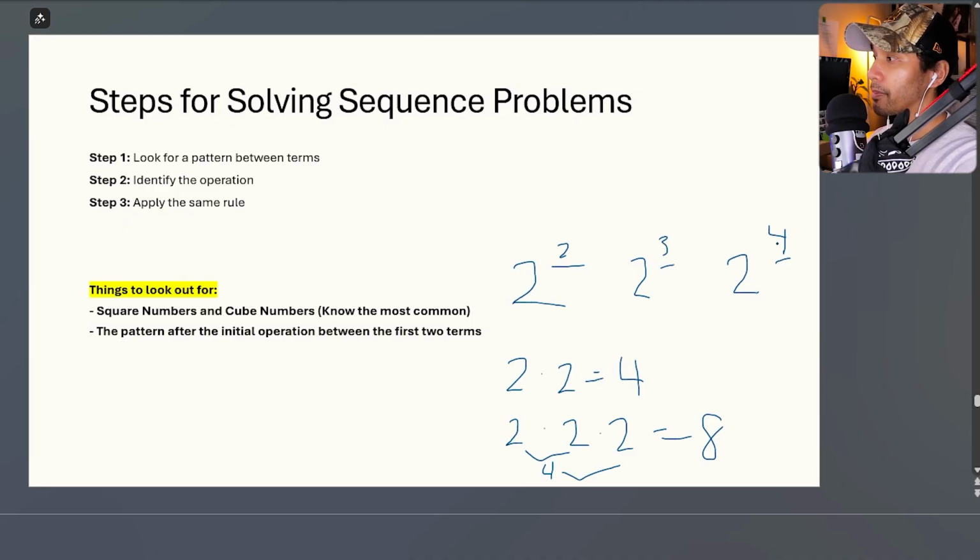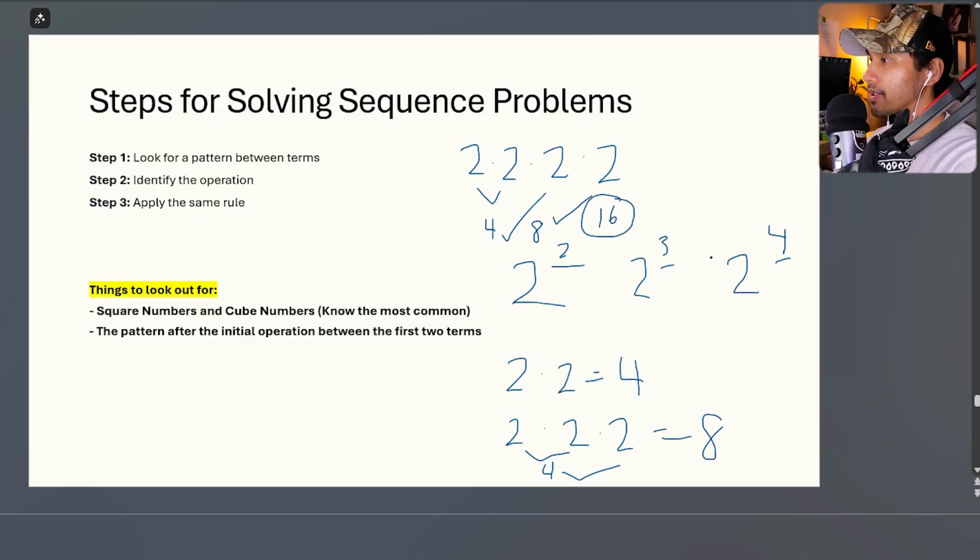Then we have 2 to the power of 4. There's no name for this. So what we would do is 2 times 2 times 2 times 2. 2 times 2 is 4, 4 times 2 is 8, 8 times 2 is 16, and that is our answer for 2 to the 4th power. So you need to know these, or at least know how to do them, so that when you see them, you will be ready.